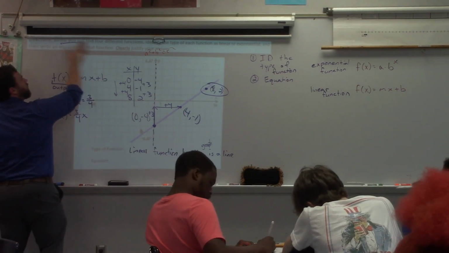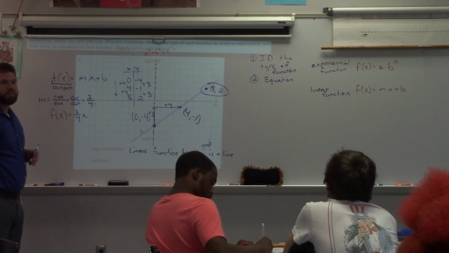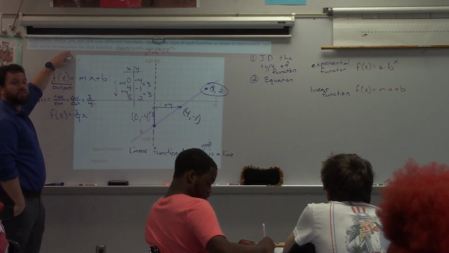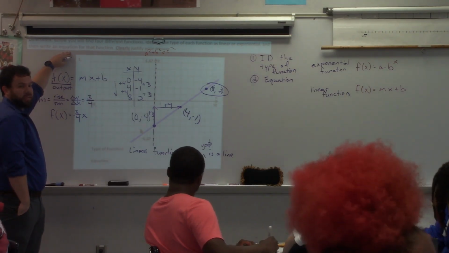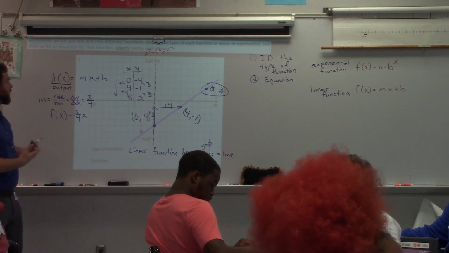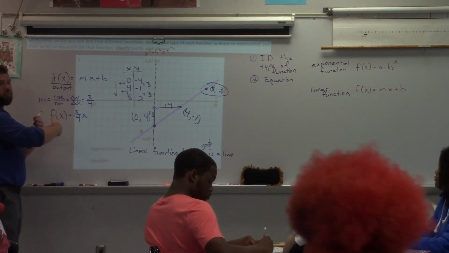Remember, that was to illustrate why we want function notation. Remember how I had that conversation about if I say y equals 7, do you know what the input is? And the answer is we don't. But if I say f of 3 equals 7, the input's 3, the output's 7. That was just to indicate why I want to use f of x and not y.